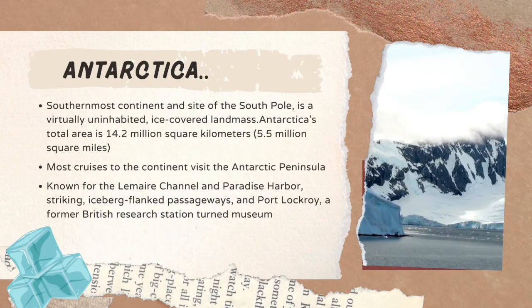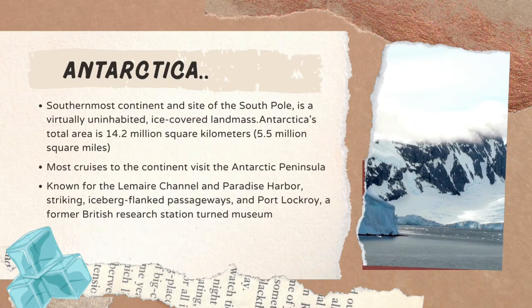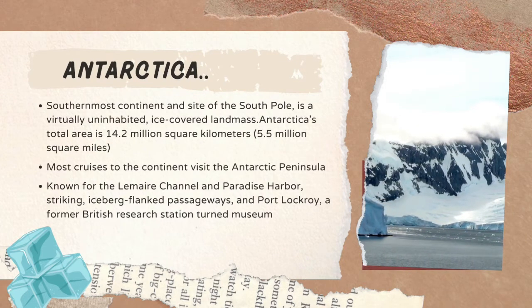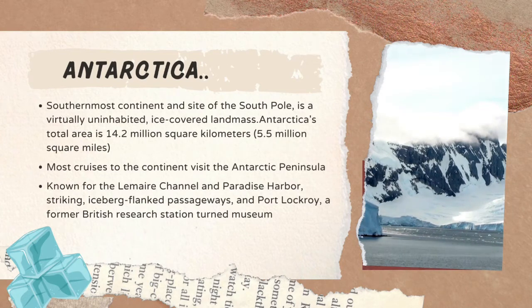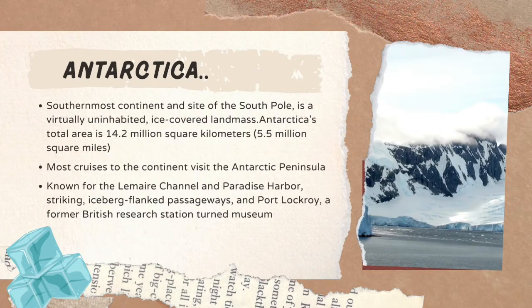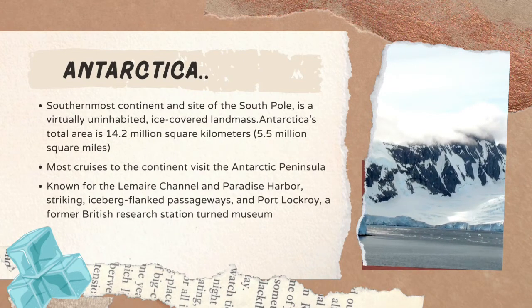Antarctica contains all four of Earth's south poles, which are the geographic South Pole, the geomagnetic South Pole, the magnetic South Pole, and the South Pole of rotation. A little known fact about Antarctica is that it is the largest desert on Earth.